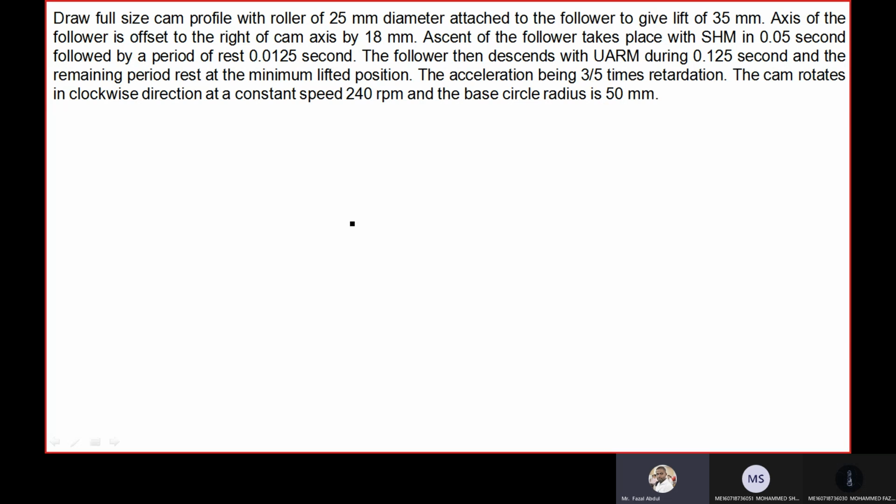So this is the problem. Draw full size cam profile with a roller of 25 mm diameter. Roller follower is given of 25 mm diameter attached to the follower to give a lift of 35 mm. It means stroke length is given 35 mm and axis.